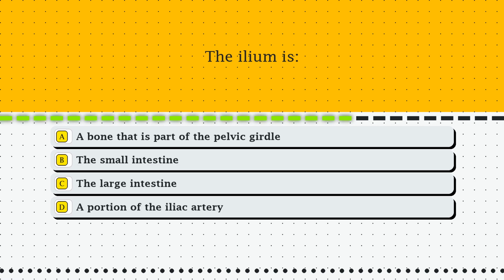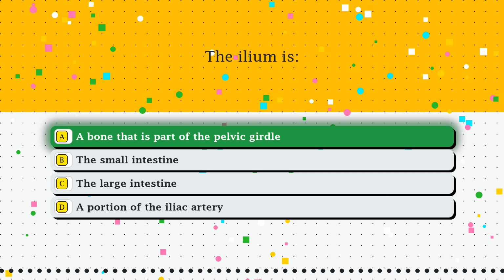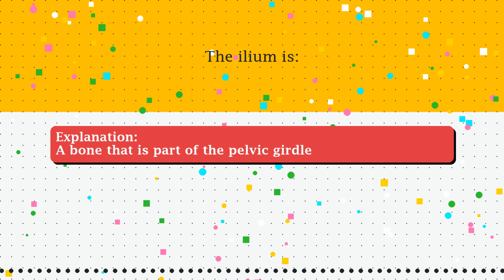Question 147. The ileum is: Option A, a bone that is part of the pelvic girdle. Option B, the small intestine. Option C, the large intestine. Option D, a portion of the iliac artery. The correct answer is option A, a bone that is part of the pelvic girdle.